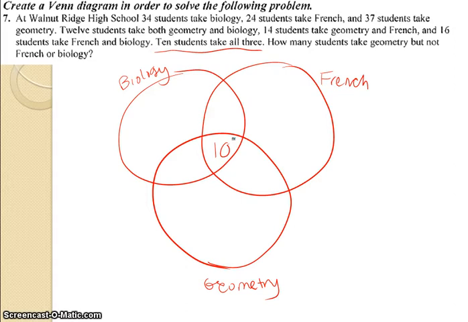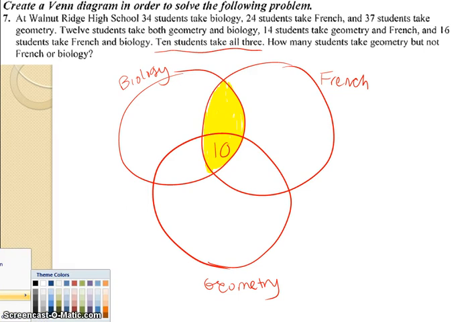French and biology, I am going to have to change pen colors to show you what I'm talking about here. I'll just use a highlighter for a minute. French and biology, if you will bear with me, is this area right here, right? This area represents French and biology. But they just told me, let me make sure I'm still on the pen.